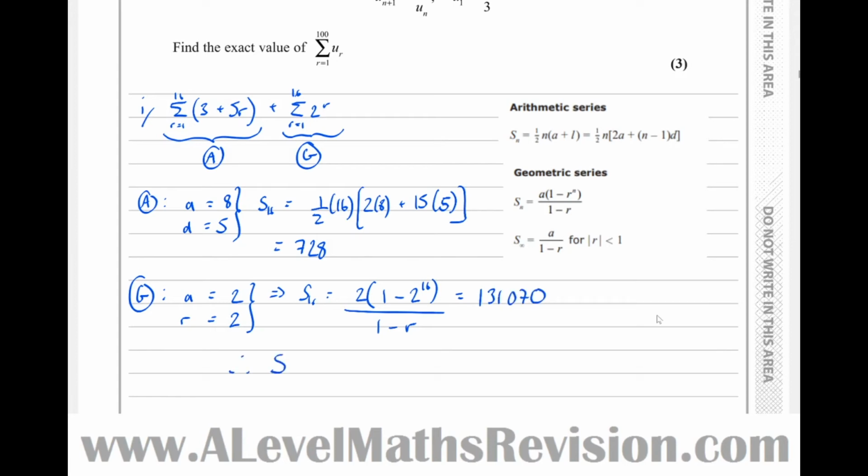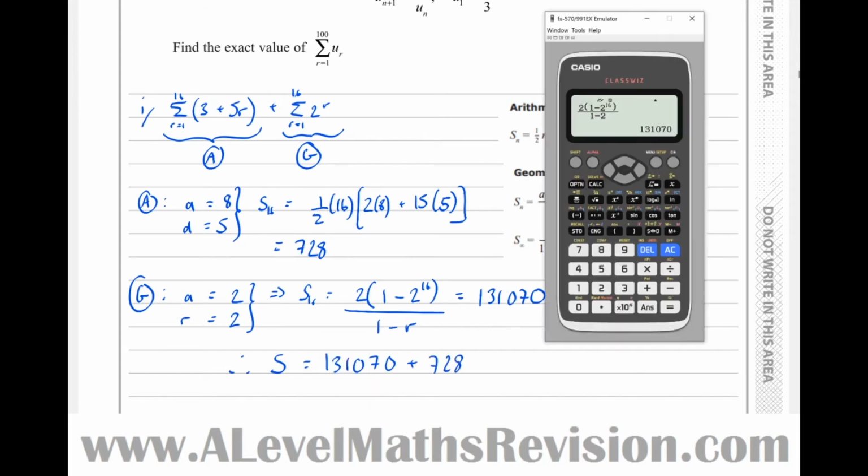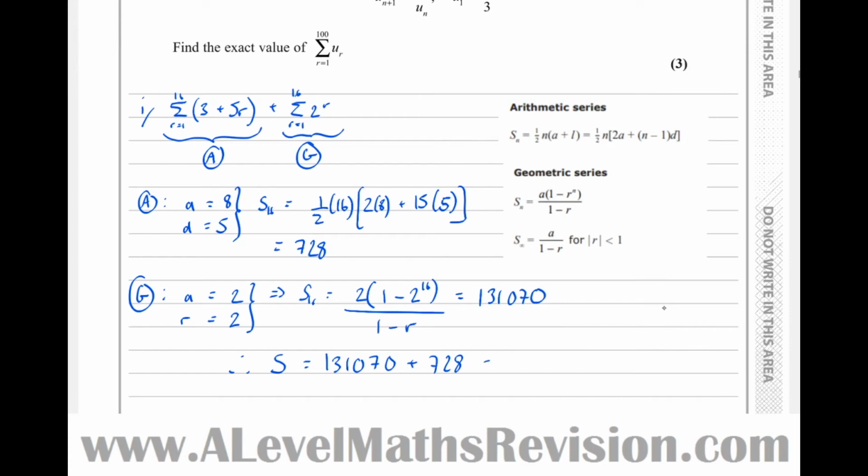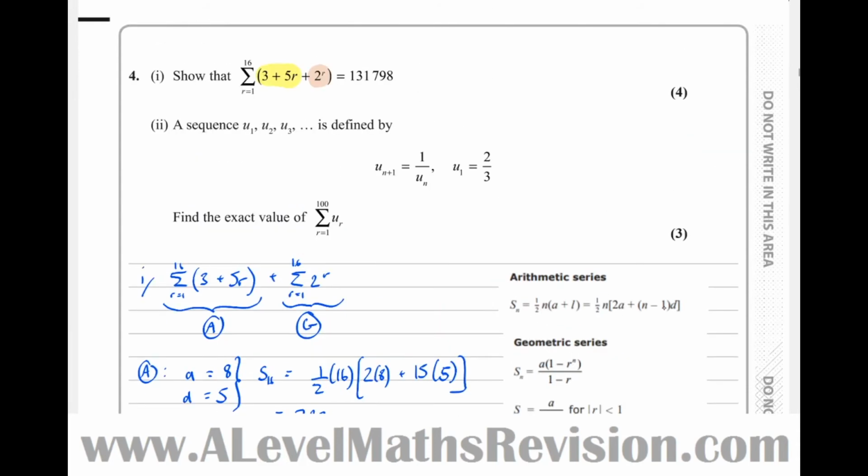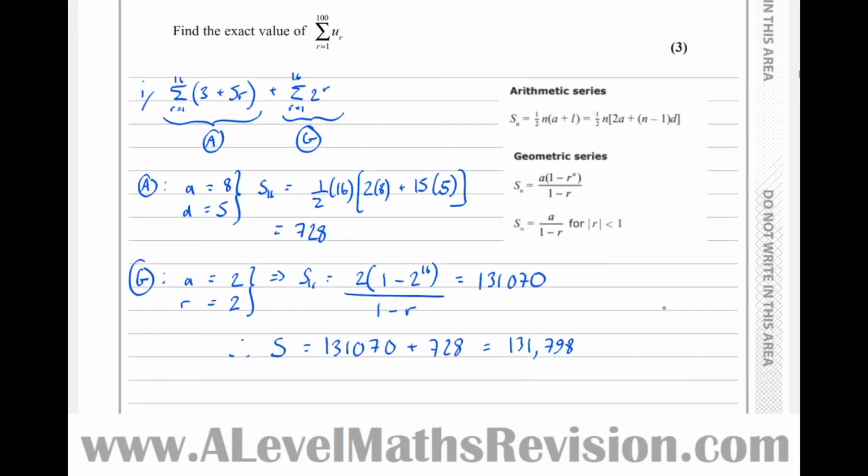Therefore, the total sum equals 131070 plus 728, which equals 131798. Just check that's right, yeah, 131798.